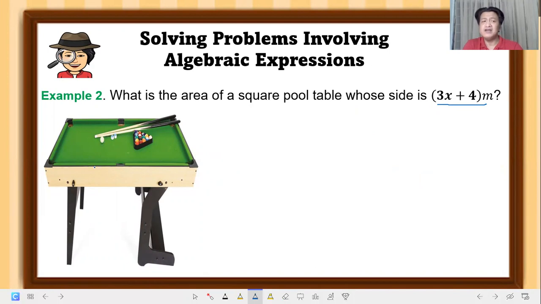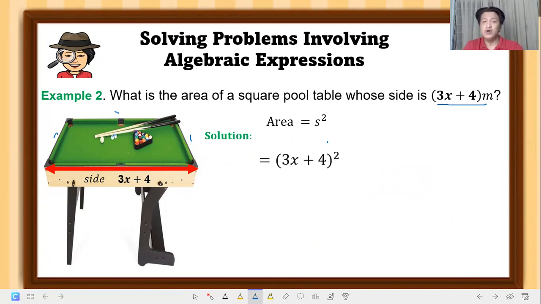Ibig sabihin niyan, sa square kasi pare-parehas ang sukat ng side. All 4 sides are equal. Okay, ibig sabihin yan, we have to label this side is equal to 3x plus 4. Lahat po sila. Ito, same with this, same. Kasi nga, pare-parehas yan. Yun yung congruent sides. And then, to solve this problem, we have to determine or identify the formula now for the square. The area is simply side squared. Square lang natin yung given side. And that is our solution.